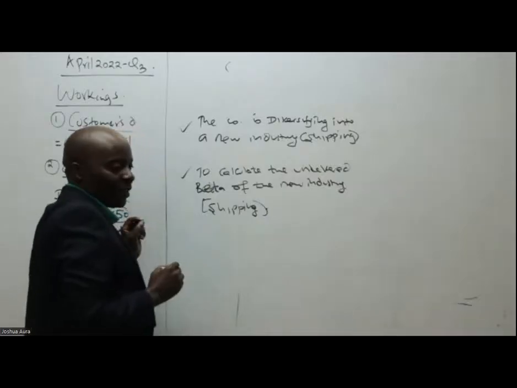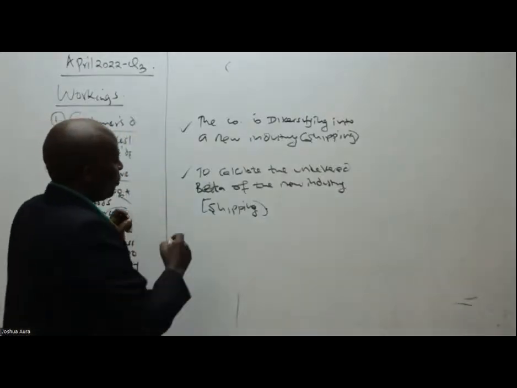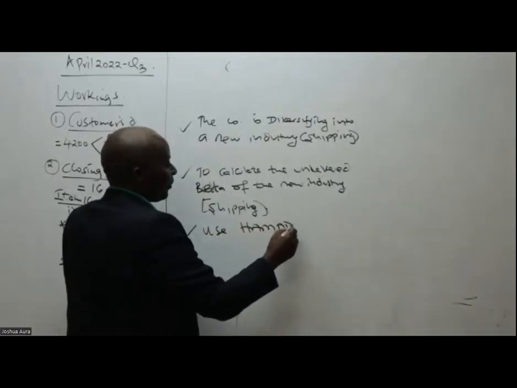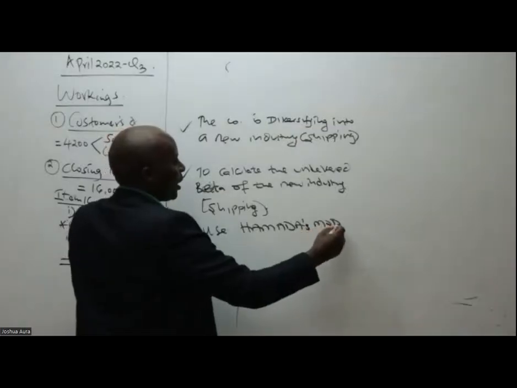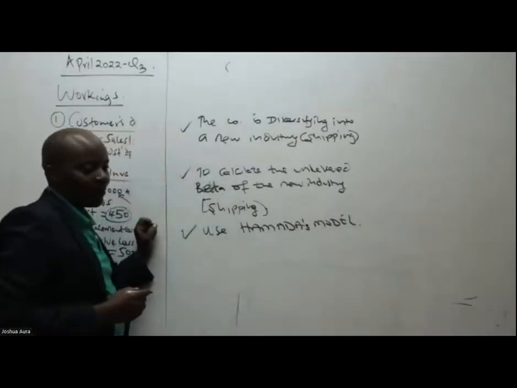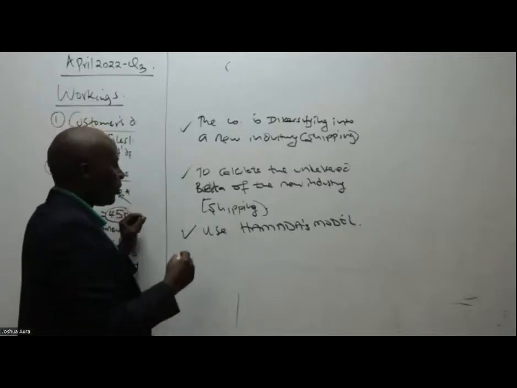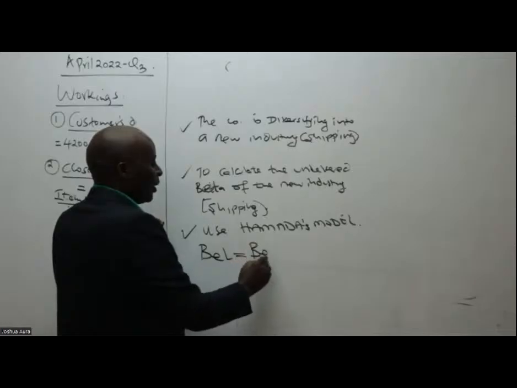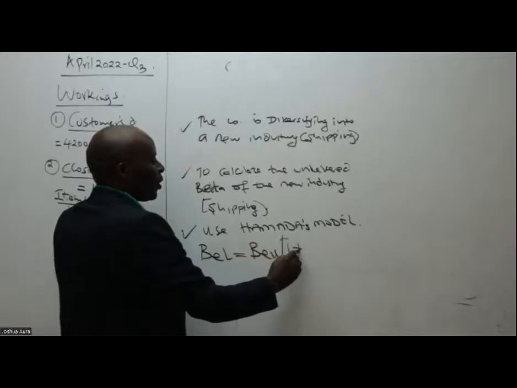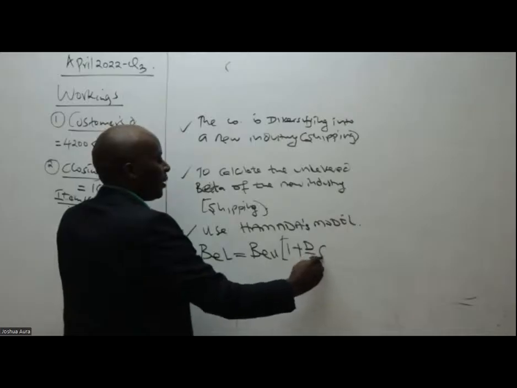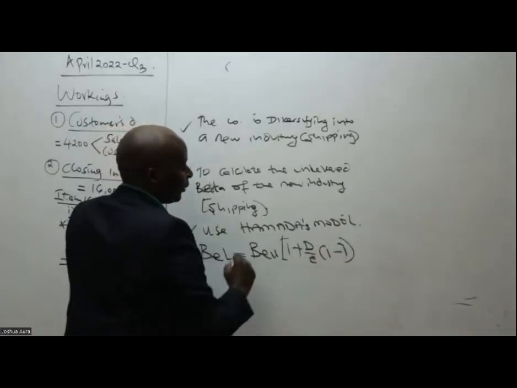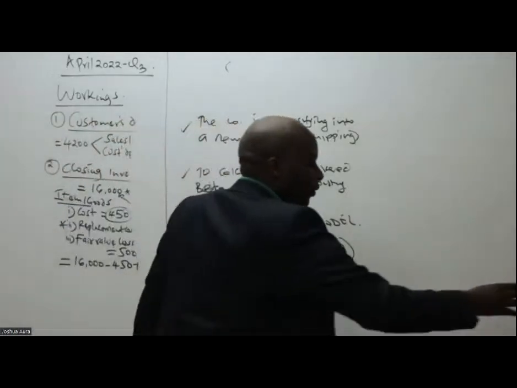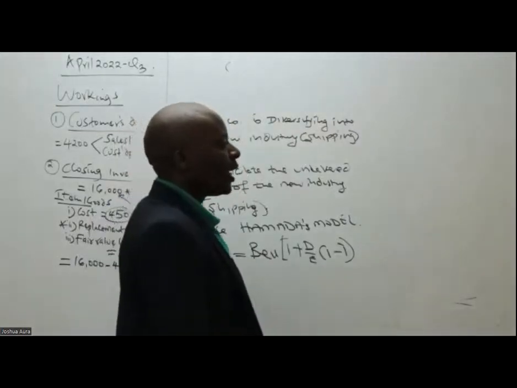Great. Which model do we use? Use Hamada's model. Right? And if you remember Hamada's model, we have beta equity of a levered firm equals beta equity of the unlevered firm times 1 plus debt over equity, times 1 minus tax. So first of all, I would want your confirmation that up to here, we are together.